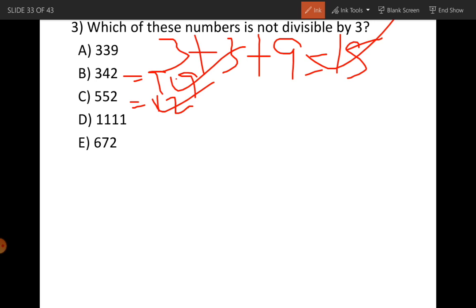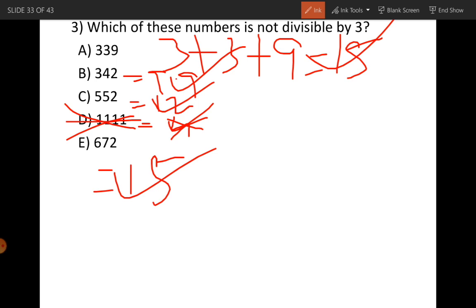And here, 1111: 1 plus 1 plus 1 plus 1 is 4, and 4 is not divisible by 3. So we can say this is not divisible by 3. And 6 plus 7 is 13, 13 plus 2 is 15, and 15 is divisible by 3. So the answer to the question asked, the number not divisible by 3, is option D.